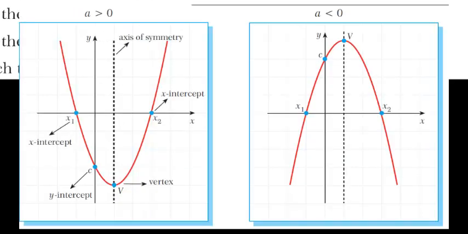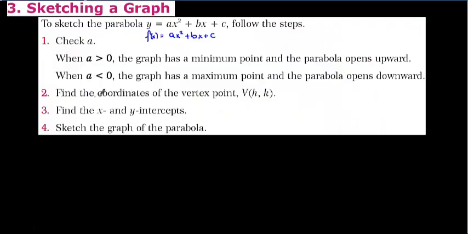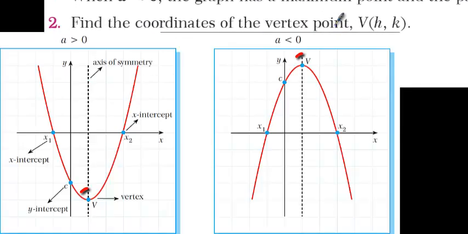Firstly, we are going to check whether a is greater than 0 or a is less than 0. If a is greater than 0, our function parabola is going to look upward, and if a is less than 0, our function is going to look downward. Then we are going to find the coordinates of the vertex point. We learned this one also, how to find the vertex point.